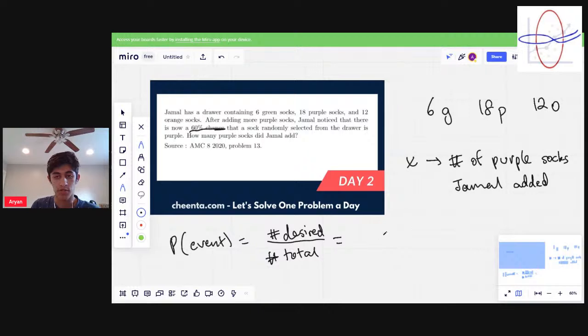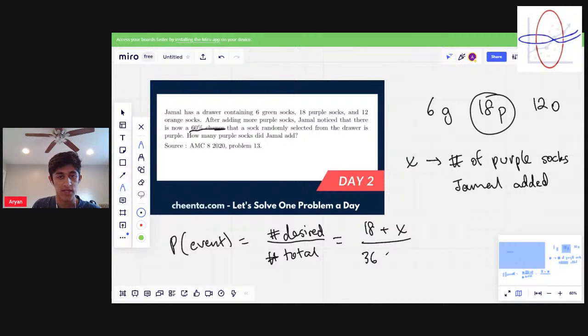So how many total purple socks are there in our drawer? We have the 18 original purple socks, and then we add on the X socks that he added to his drawer. And now if he added X purple socks, then the total amount of socks is also going to go up by X. So before he added the extra purple socks, the number of total socks was 6 plus 18 plus 12, which is 36.